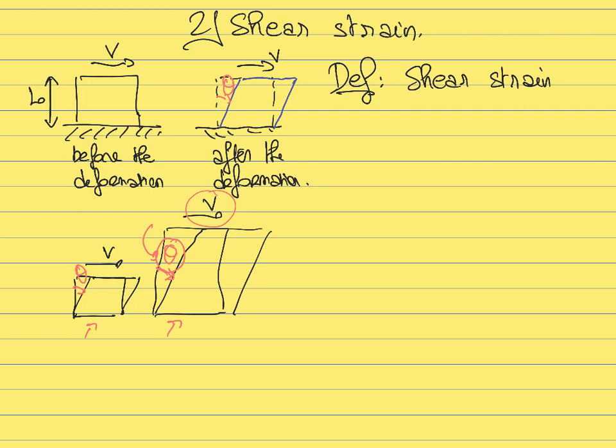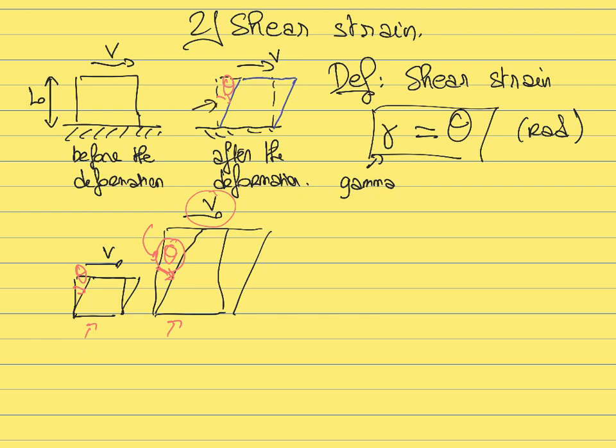The shear strain is going to have a different notation than the normal strain. The shear strain is going to be written as gamma, and we are simply going to define this shear strain as theta, where theta is the angle in radians, not in degrees, that the beam is making with respect to its initial position after the deformation.